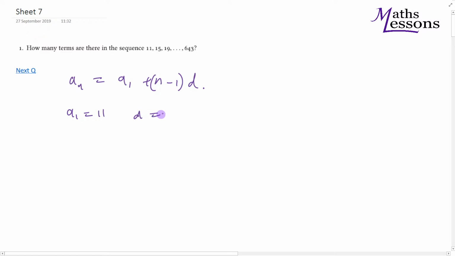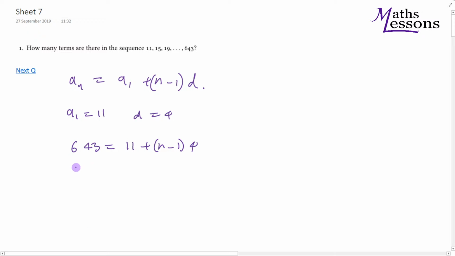Okay, so nice easy question. My class manager all finished that well within the time. So let's get on with the answer. So we know that the nth term is equal to a1, the first term, plus n minus 1 lots of d. So therefore we have got a1 equal to 11 and d is equal to 4. And we know our nth term is 643. So 643 will equal the first term 11 plus n minus 1 times 4.